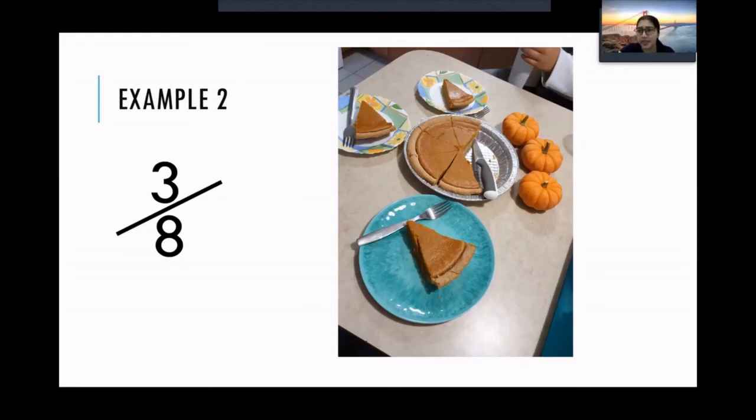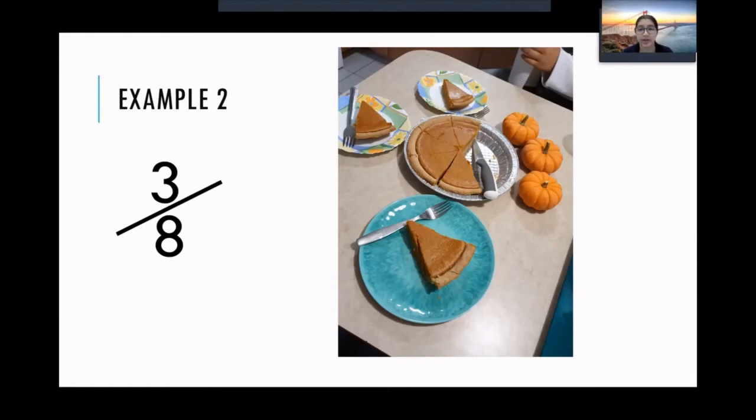So 3 out of 8 here represents the number of pieces that have been taken out of the pie plate. So again, the question was, what fraction of the pie has been taken out of the pie plate? And that would be 3 out of 8.